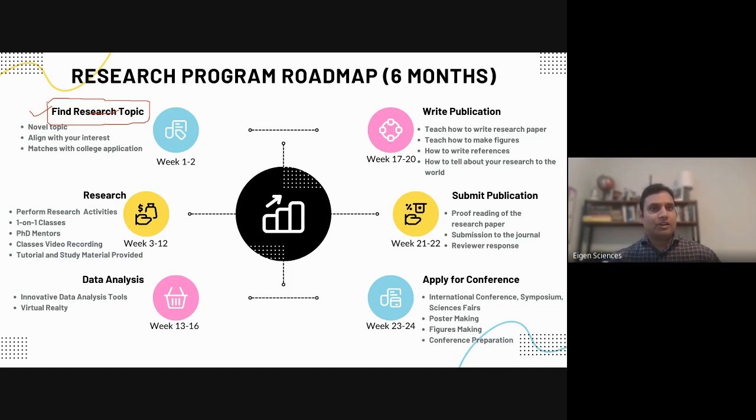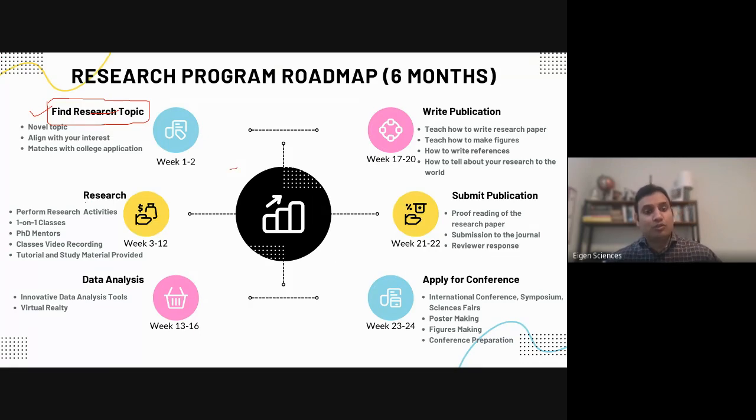So I cannot tell you, even if I want to, what research the student will be doing. Every student gets their own research project. Their path will be different. Even if your friend joins, you get similar projects. Let's say one got lung cancer, the other got throat cancer, but their research topic or research activity could be a lot different. So find the research topic.